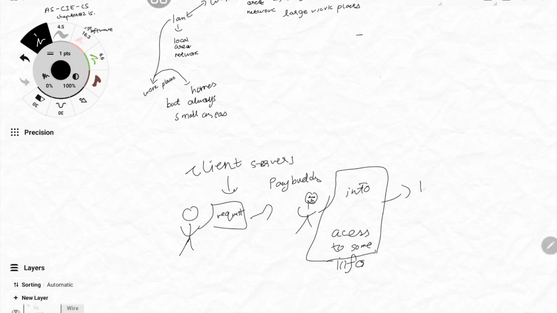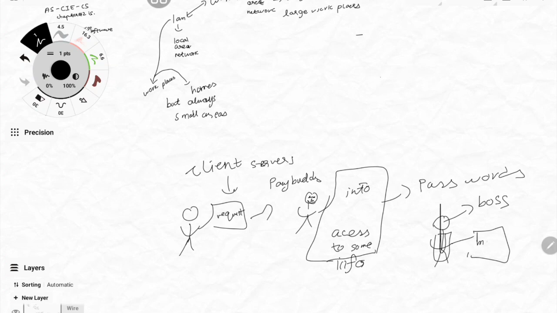It can be locked behind passwords, but also we will have a main computer guy, basically this guy's boss, who might have access to more confidential information. He's wearing a tie. So basically, he has access to more info.